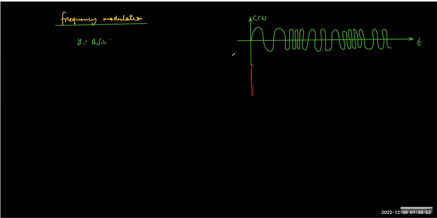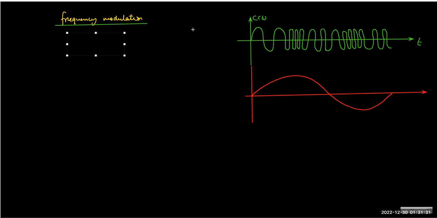How are we achieving this? Through a simple logic. When my message is growing in its value, I can make the high frequency, then again low frequency, again high, again low. As my message is growing, I will convert that into a variable frequency. So I'm going to affect the frequency of my carrier signal. It's not difficult, but you need to use some integration here.